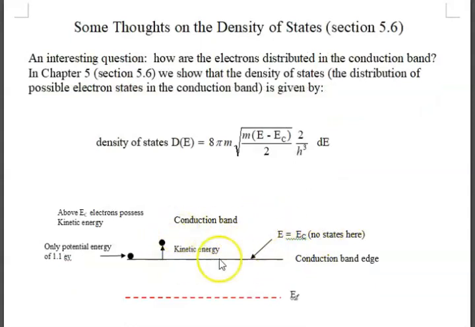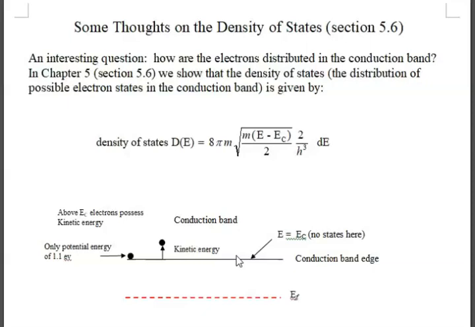Here's the conduction band, and we want to know where the electrons are, just like we wanted to know how the air molecules are distributed in a balloon, the Maxwell-Boltzmann distribution. We found there that there were no air molecules that had velocity of 0, which is kind of a non-intuitive result, but that's what the math tells us, and that indeed is correct.